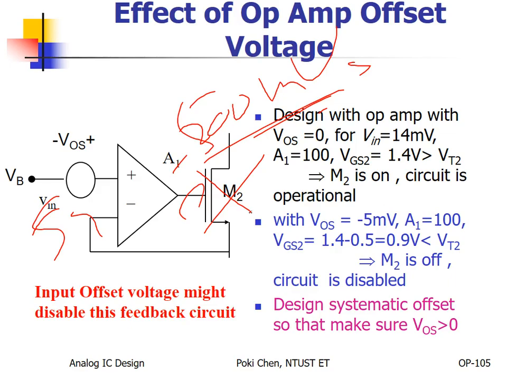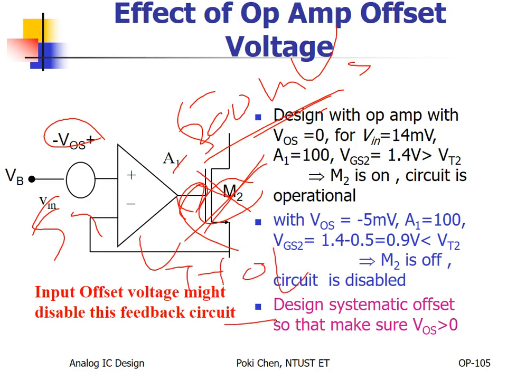After fabrication, 50%, if nothing wrong, if you do a good enough job for your design, for your layout, then 50% of the VOS will become negative. Then, more likely, 50% of the M2 will be cut off. Because you need to have VT plus delta V to make M2 survive.